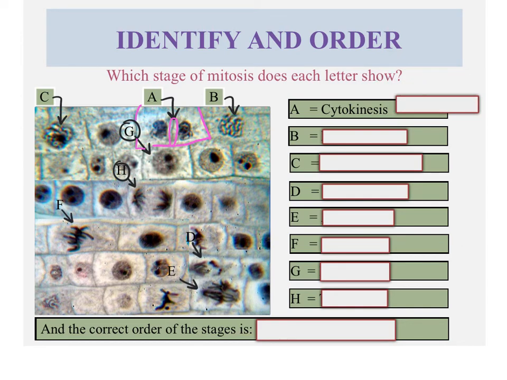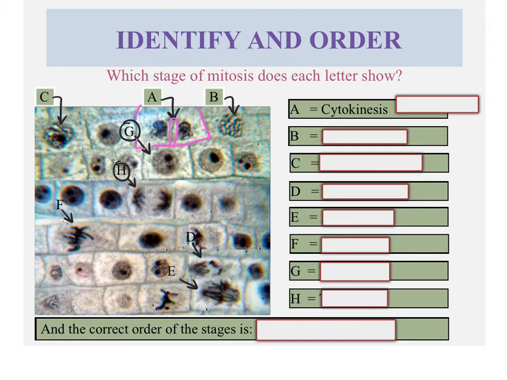Okay, so I've done A for you. Spend a little bit of time, I'm going to shut up again for a second. Spend a little bit of time trying to figure out what B, C, D, E, F, G and H are, and then see if you can put them in order. So you need to pause me now, and then I'll be back in a second, or play me again in a second, and we'll go through the answers. Pause me now.